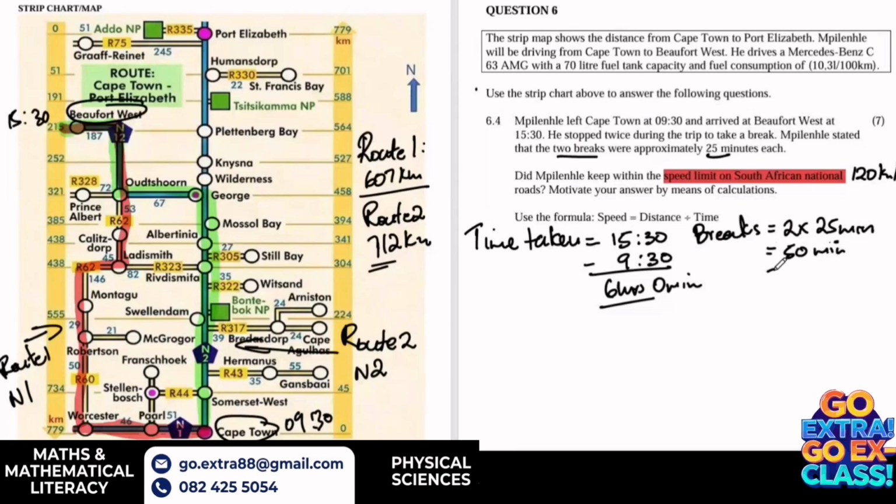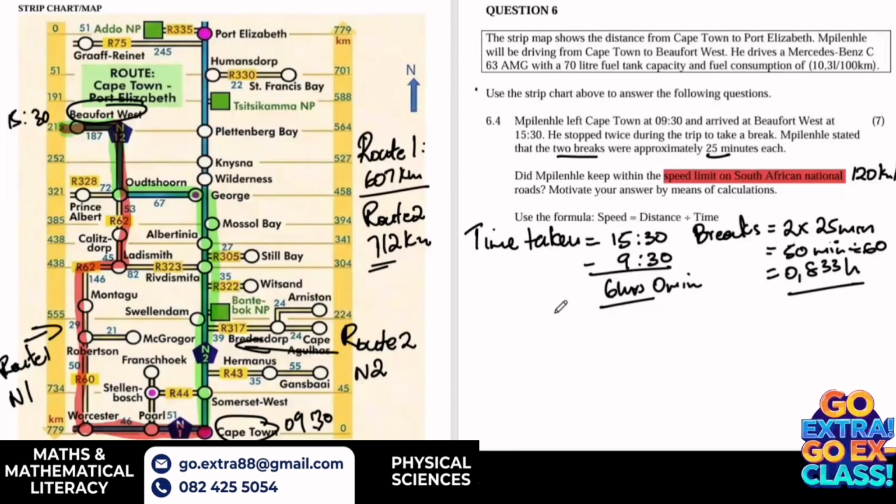Now how many hours is this? Because we're dealing with hours, the speed is also going to be in hours. So we need to convert this 50 minutes into hours. We divide by 60 minutes. When we divide this by 60 minutes, we get 0.833 hours. This is the time that was spent on breaks.